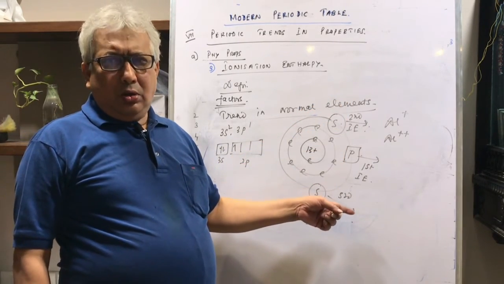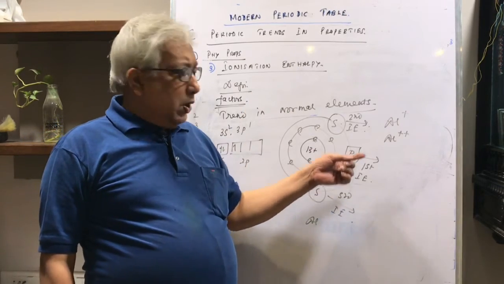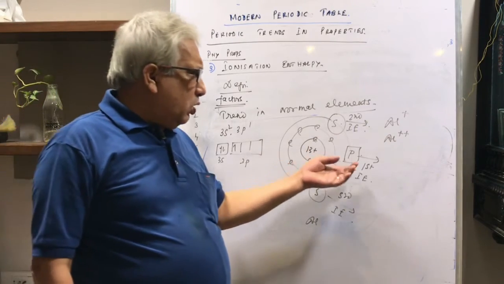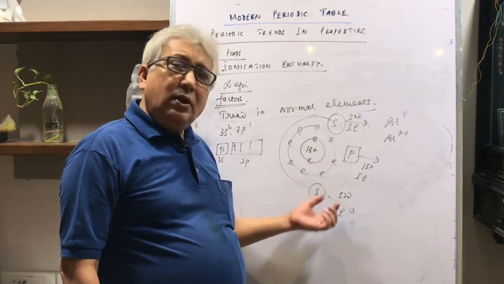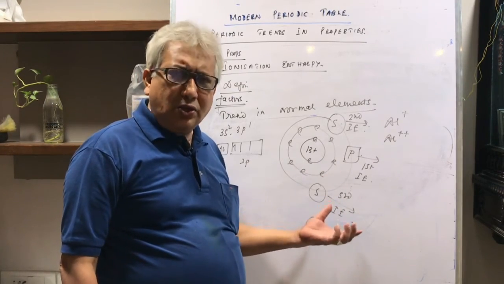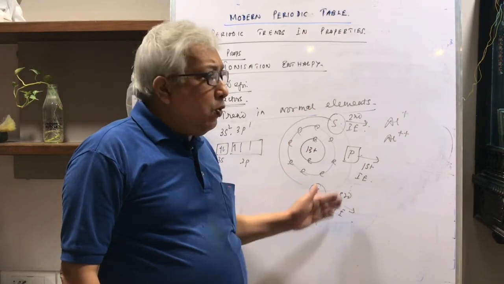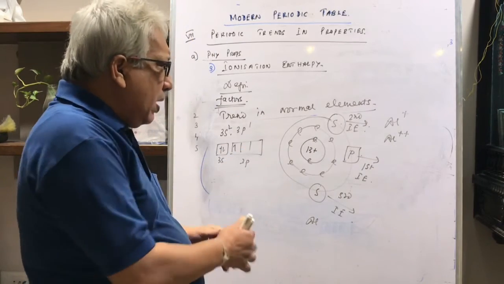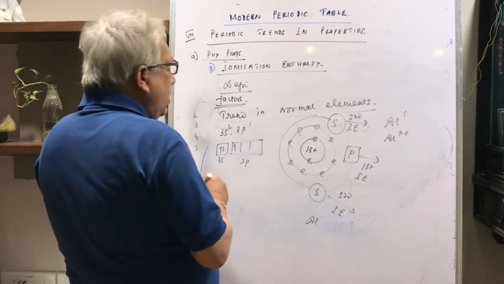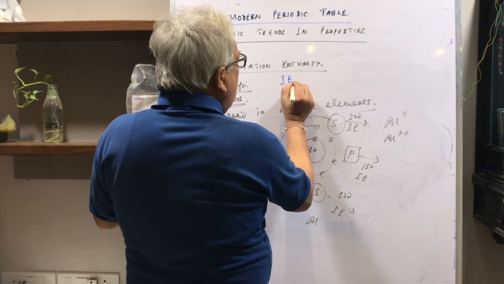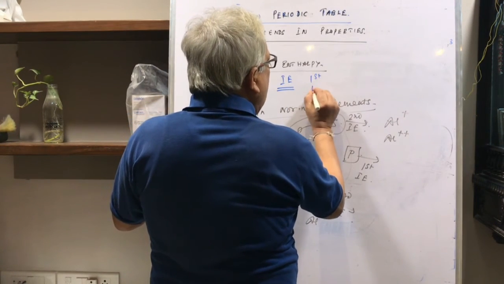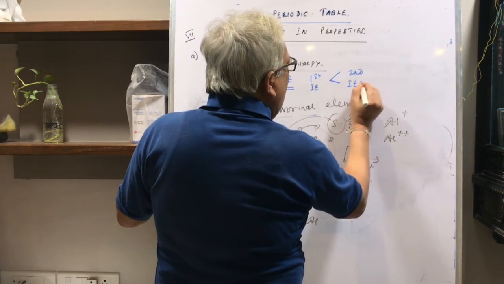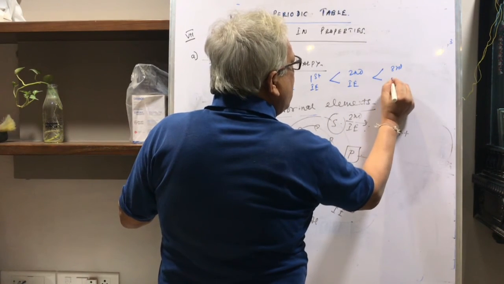So the energy required to remove the first electron from the outermost electronic shell is called first ionization enthalpy. The energy required to remove the second electron from the outermost electronic shell of the atom is called second ionization enthalpy, and the third electron when I remove it is third ionization enthalpy, so on and so forth. Now the point is this, if you think of it, which will be minimum and which will be maximum. So in the trend in ionization enthalpy, you will find the first ionization enthalpy will be less than the second ionization enthalpy, and that will be less than the third ionization enthalpy.